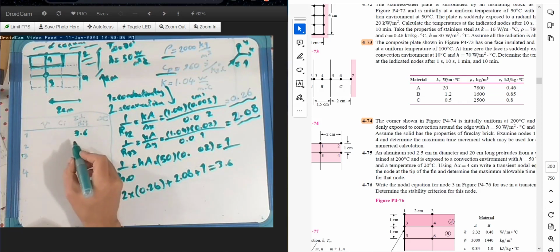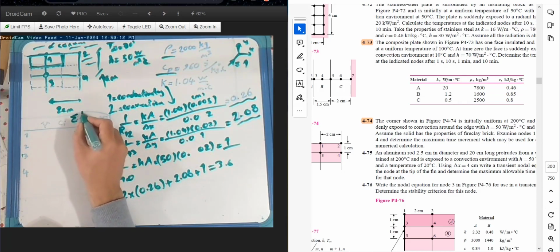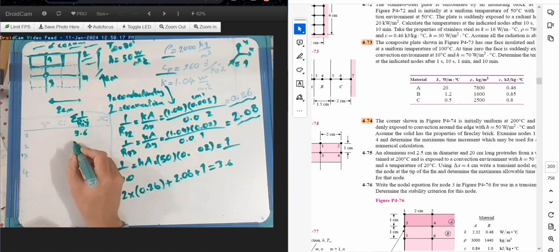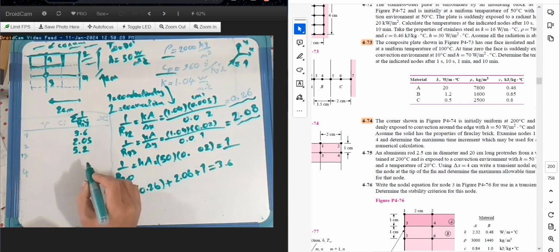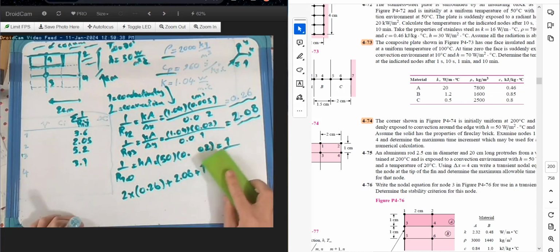I calculated it before. For 1 over Rij, for point 2 it would be 2.05. For point 3 it would be 5.2, and for point 4 it would be 3.1. Okay, let me erase these ones.